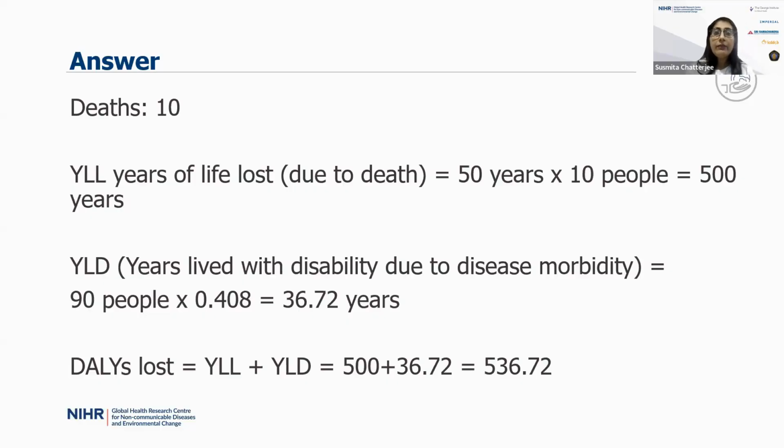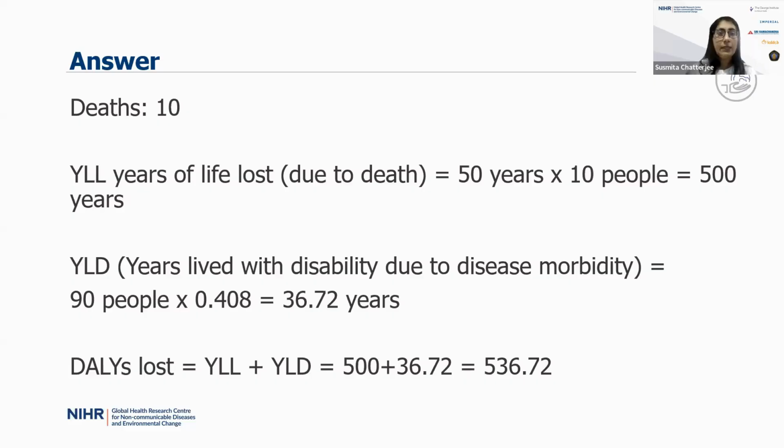No. 500 years lost for the 10 people who died. Right? The survivor, how come the survivor will have a death? So the survivor will have a disability, and the death will be those people who actually died. Because you see the DALY formula, it is YLL plus YLD. So you are considering both.